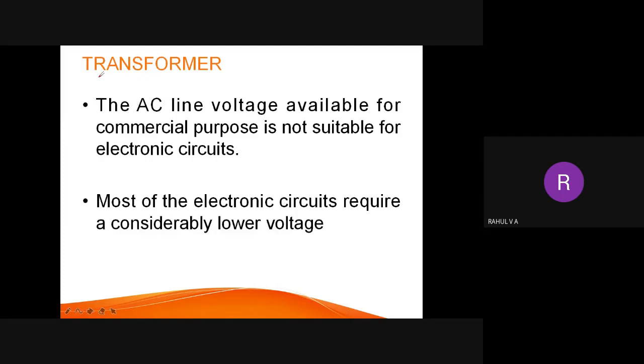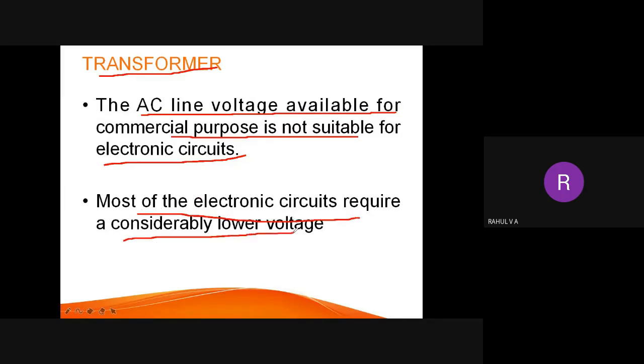Okay, so we will just read it. Transformer. The AC line voltage available for commercial purpose is not suitable for electronic circuits. We can't apply AC to semiconductor devices like transistor, MOSFET, etc. So we need DC for that. Most electronic circuits require considerably lower voltage. The chips in an electronic circuit commonly require some 5 volt, maximum 12 volt, like that. So it requires a low voltage.